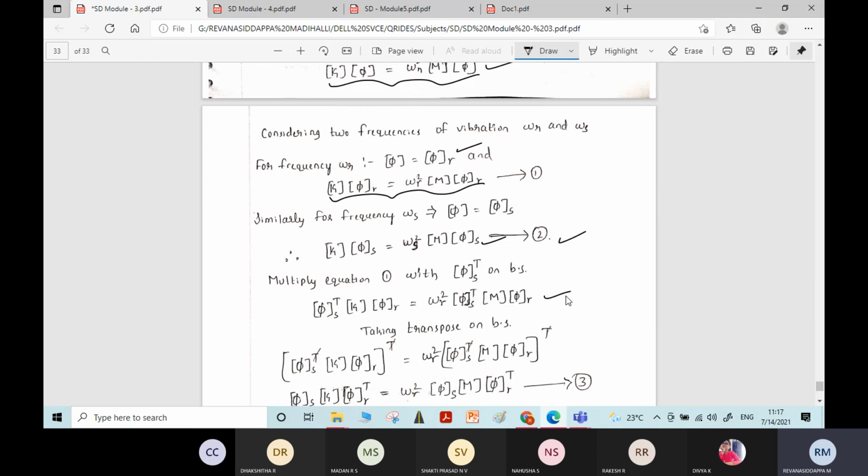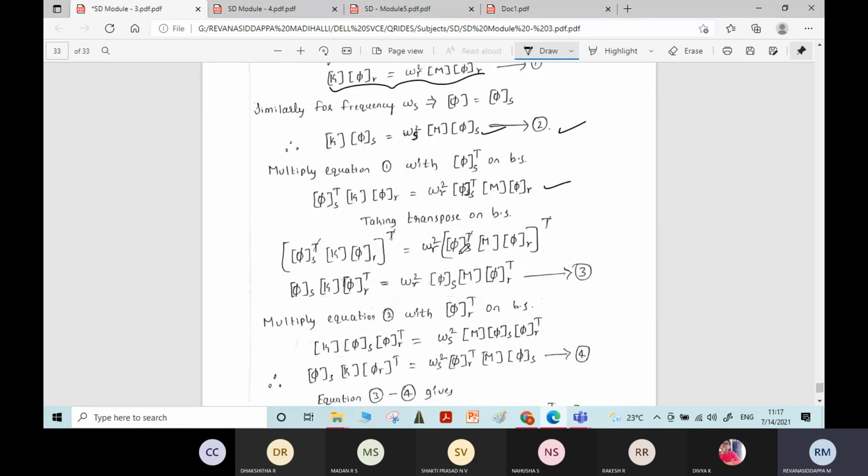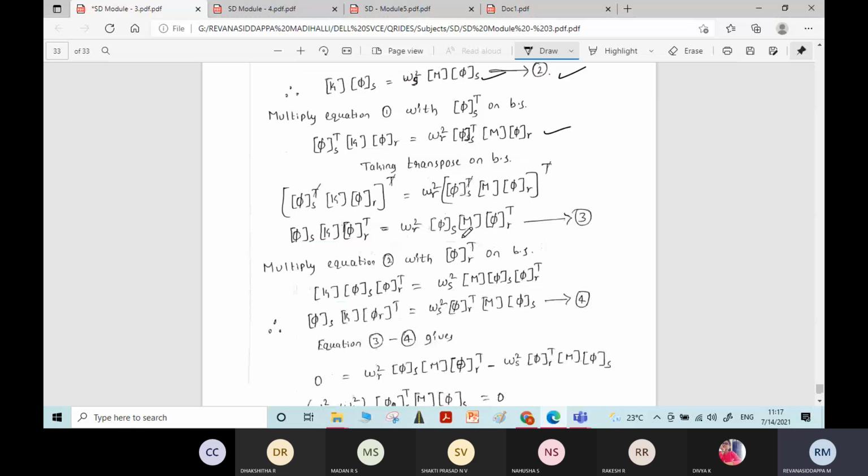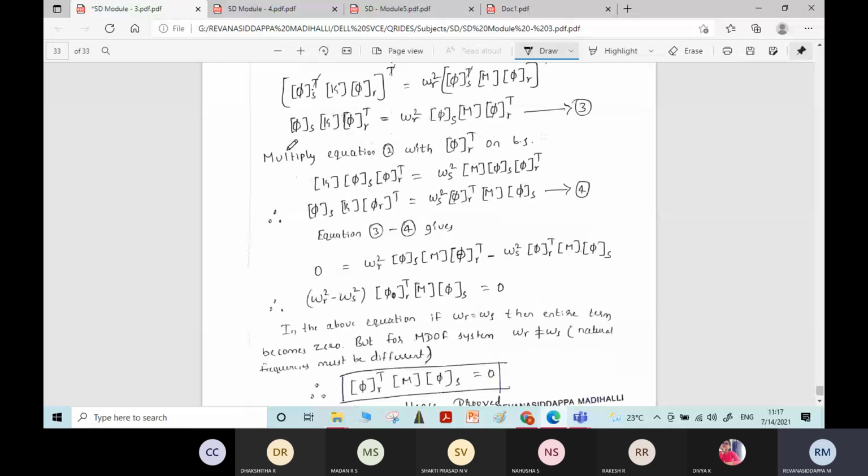After getting the equation, you find the transpose of the same equation. After finding the transpose, the phi s transpose of transpose, this T gets cancelled on both the RHS and LHS. The final remaining equation is this one. Now call this equation number 3.